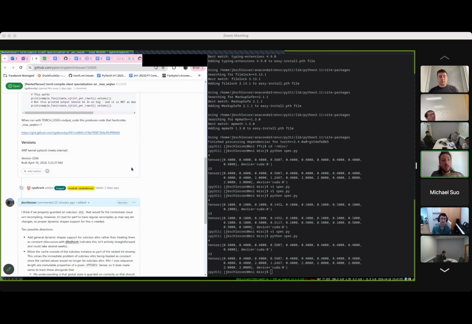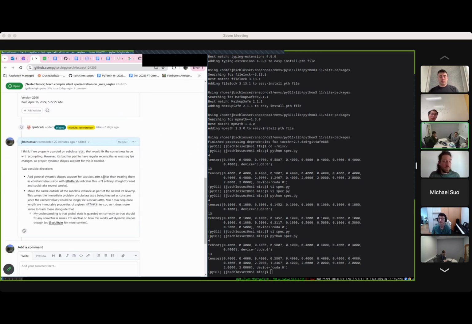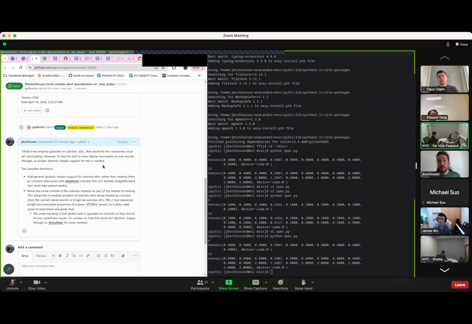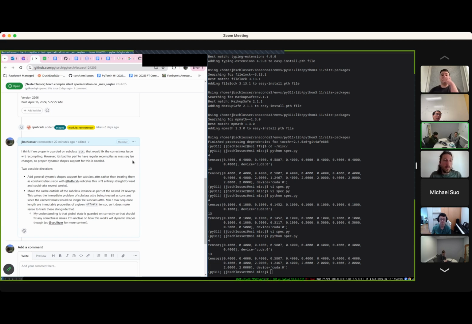Okay. Let me see if I understood. So what I heard was two things. One is that there's a missing guard, right? If we had a guard on max seq length, at minimum we would have recompiled a lot, and recompiling a lot is bad, but that would have helped. And the second problem is you want max seq length to be dynamic by default, so you don't actually recompile. Yeah, that's exactly right.